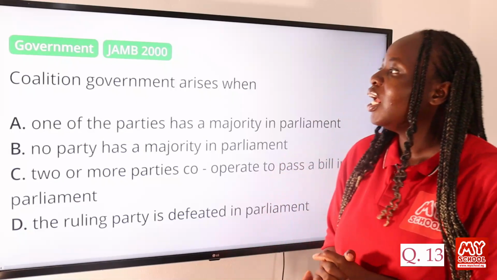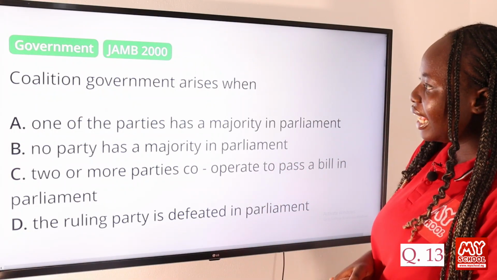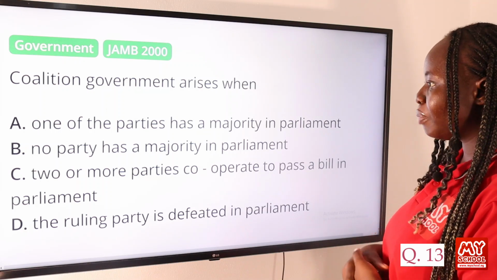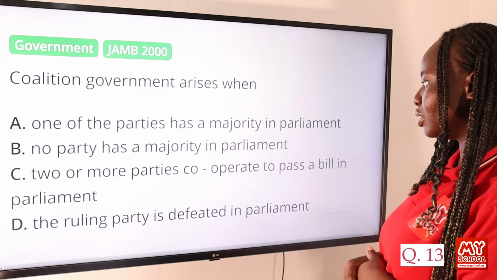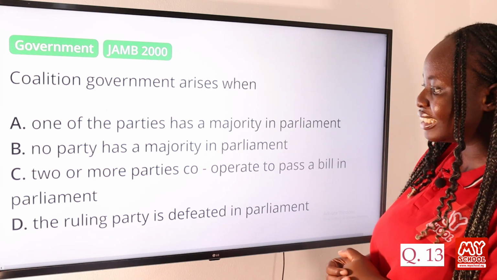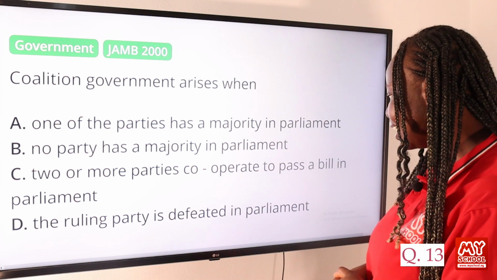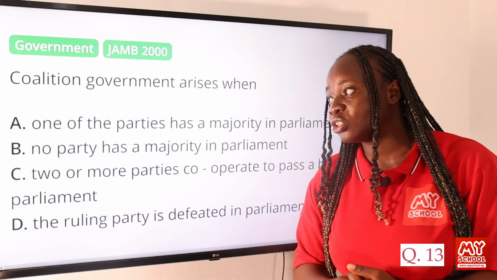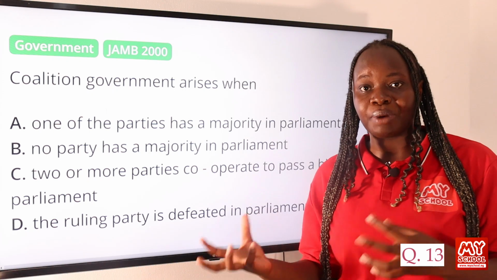Question 13. Coalition government arises when A, one of the parties has a majority in parliament, B, no party has a majority in parliament, C, two or more parties cooperate to pass a bill in parliament, and D, the ruling party is defeated in parliament. So the answer to this question is option B, no party has a majority in parliament.